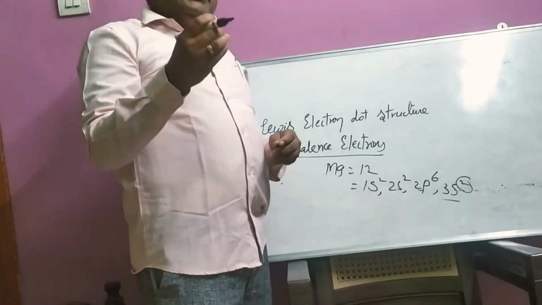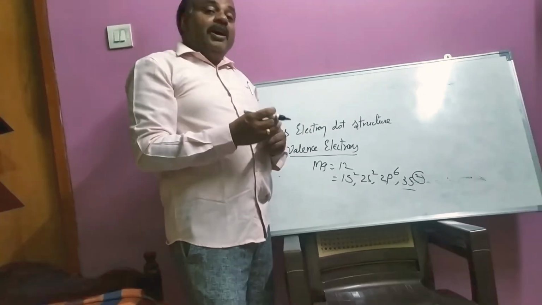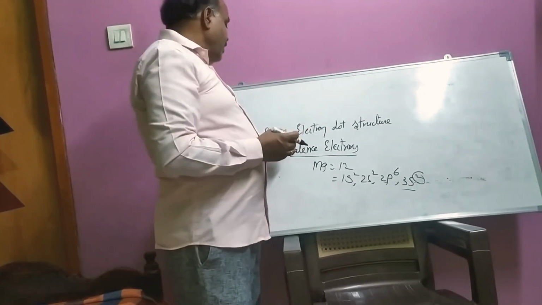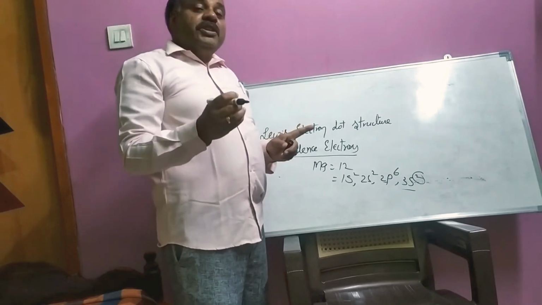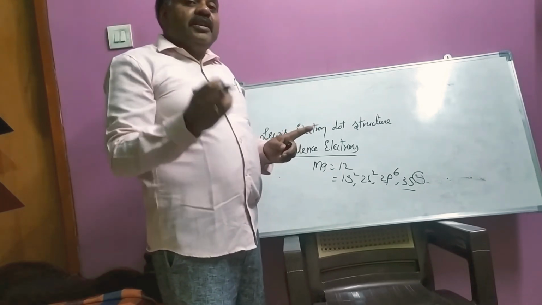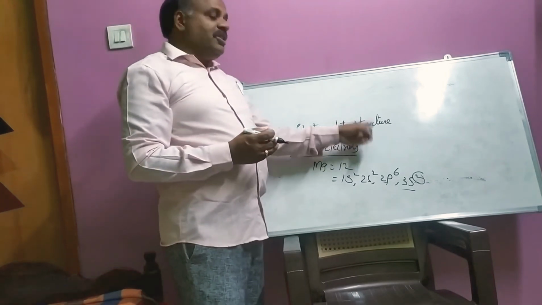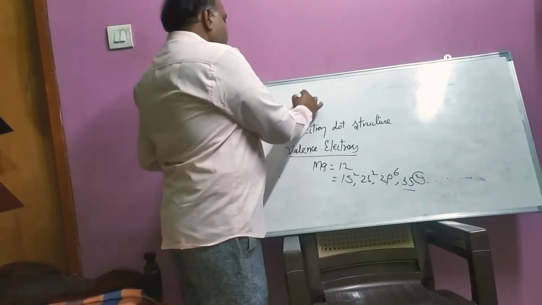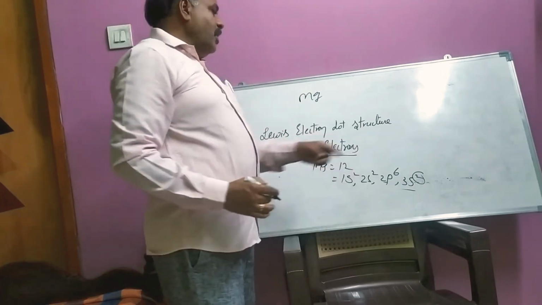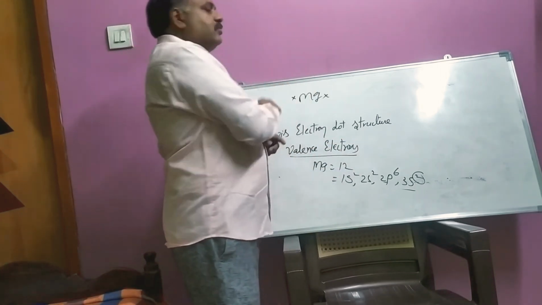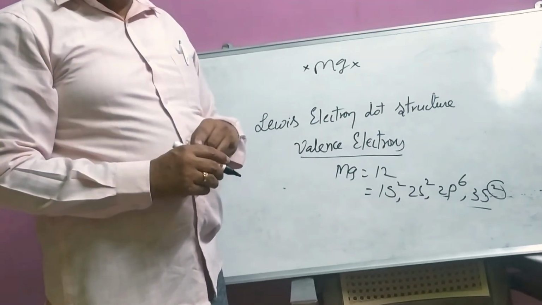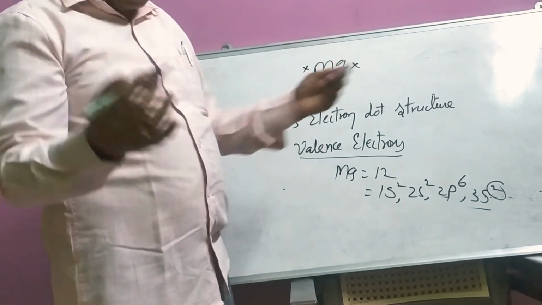These valence electrons are shown by Mr. Lewis using dots or stars. So it is known as Lewis electron dot structure. For example, in this magnesium, 2 electrons are there. Like that, for example, chlorine.